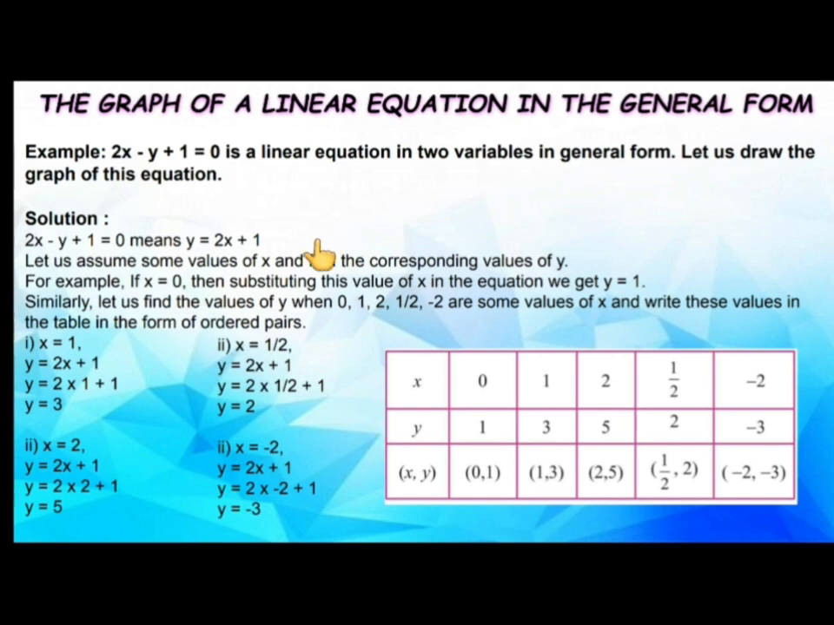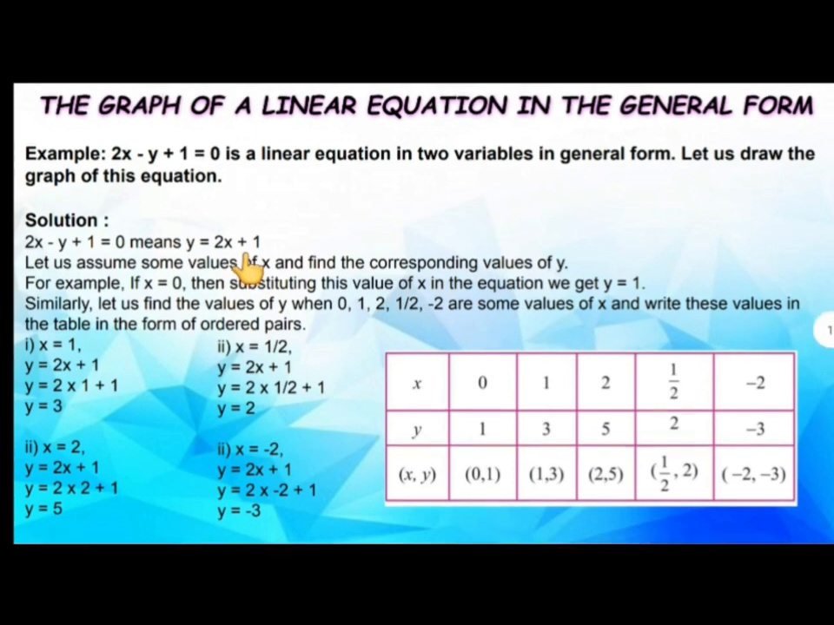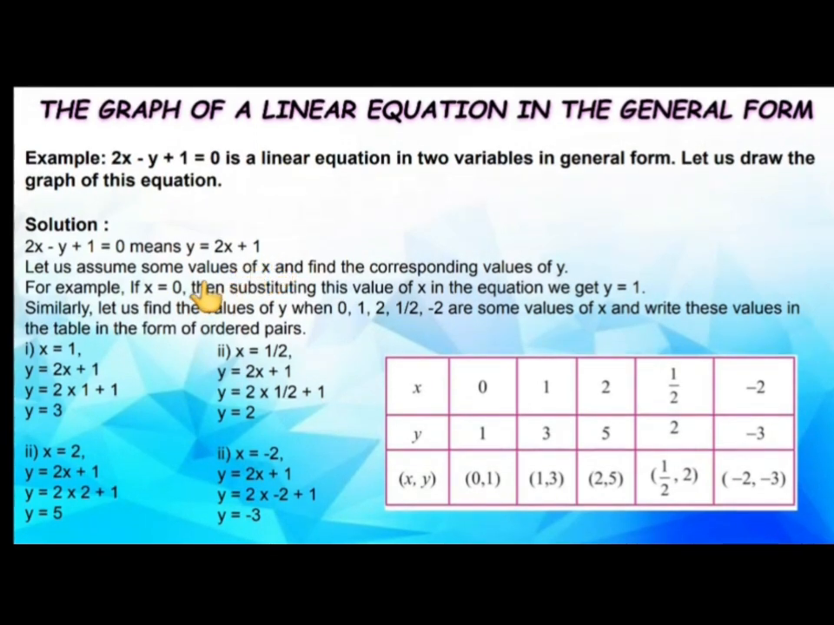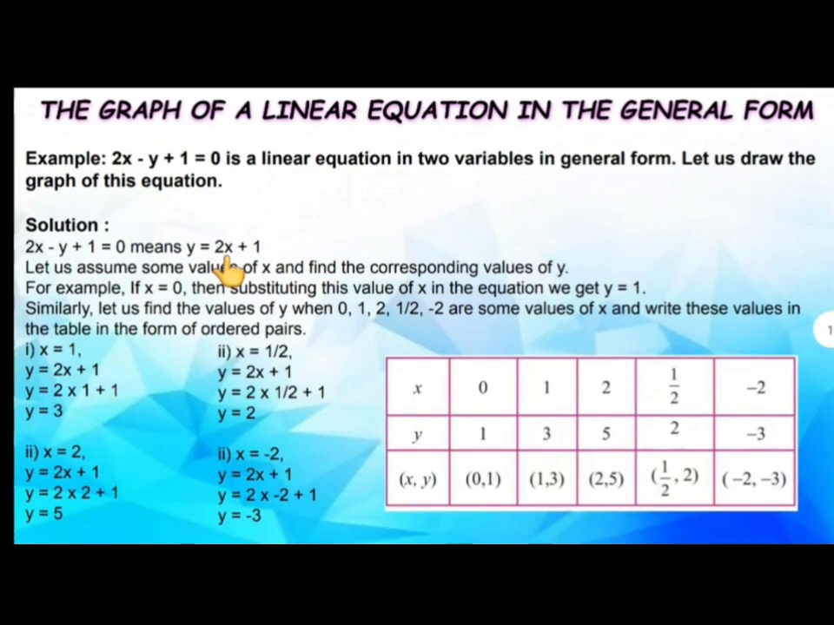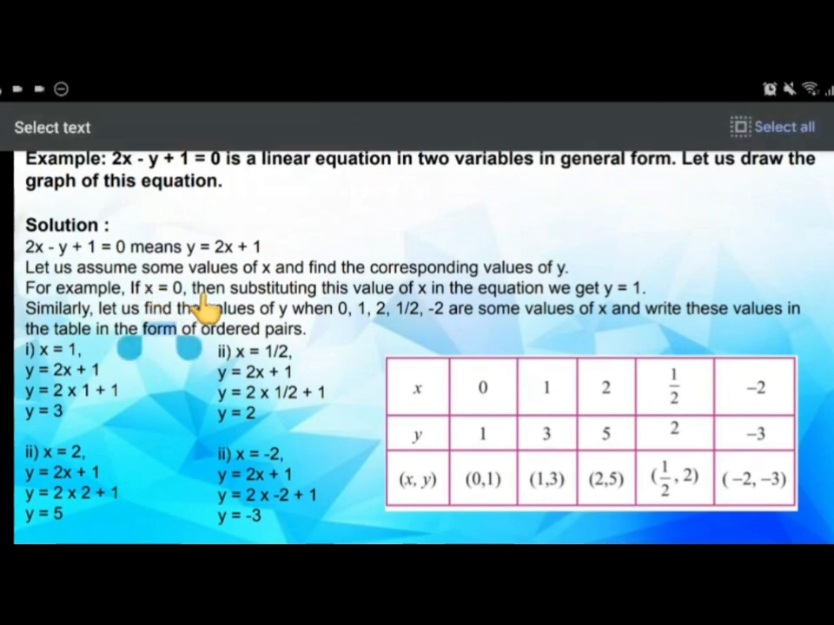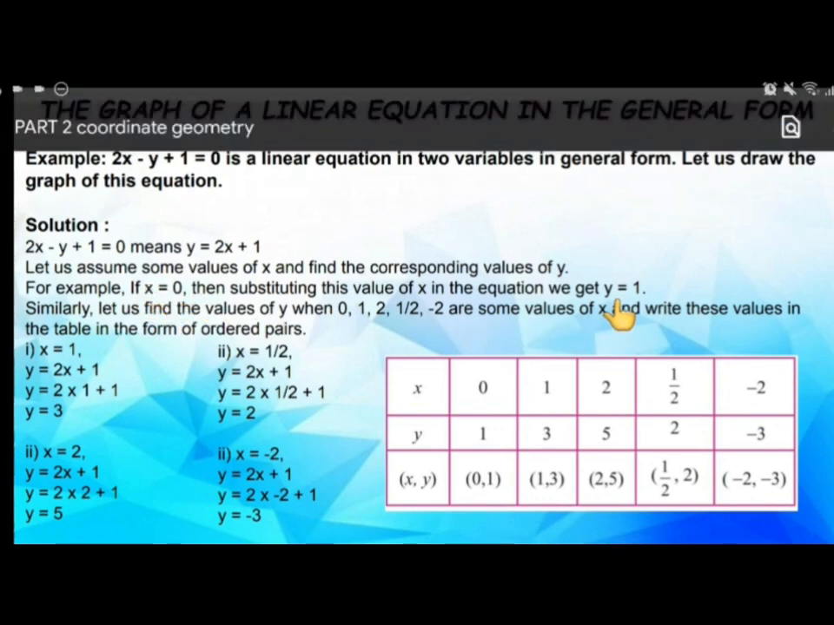If we consider this equation, y equals 2x plus 1, and if we consider the value of x to be 0, so if we put 0 in place of x, that gives us y equals 2 into 0 plus 1. Therefore, 2 into 0 gives us 0, plus 1. So the value of y will be y equals 1, right? So when we assume the value of x to be 0, we get the value of y to be 1.